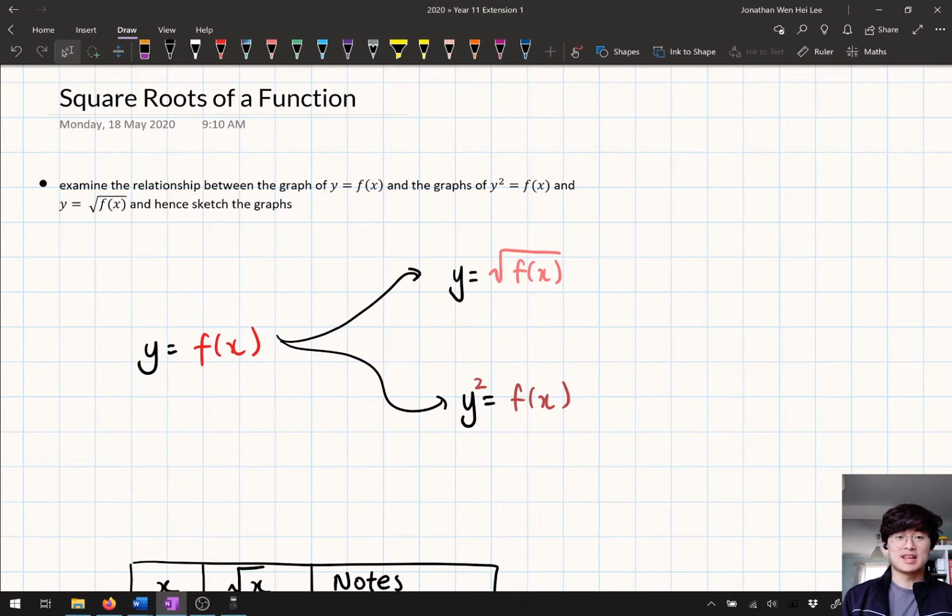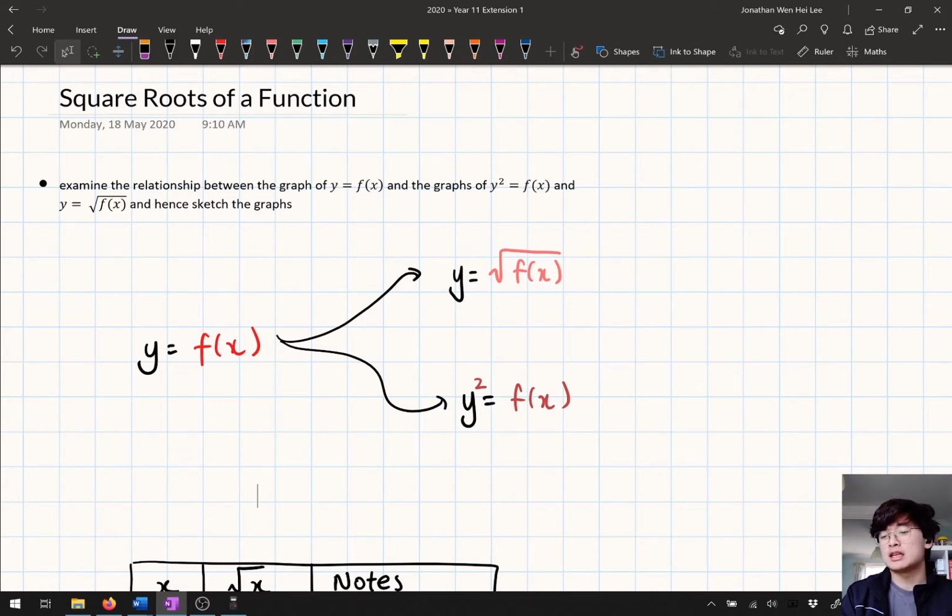What we're doing in this next video is we're looking at what happens when we graph the square root of a function. So here I have the dot point from the syllabus. We need to examine the relationship between the graph of y equals f(x) and the graphs of y squared equals f(x) and y equals the square root of f(x), and hence sketch the graph.